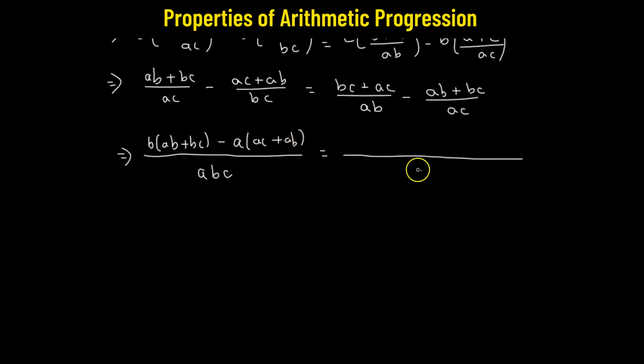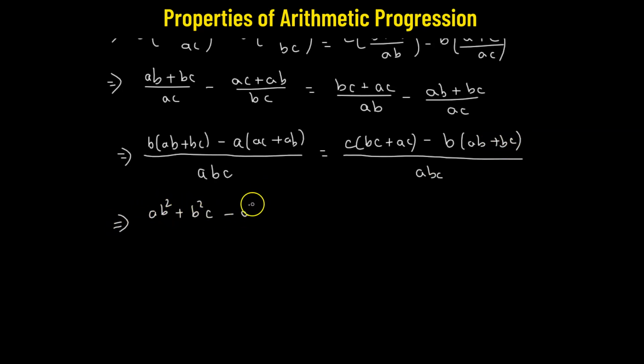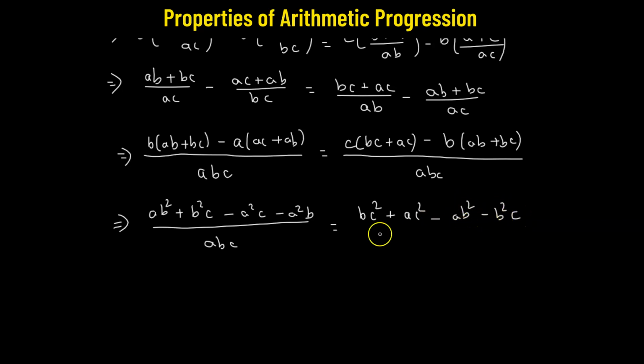which will be equal to abc in the denominator, and in the numerator we have c multiplied by bc plus ac minus b times ab plus bc. This is going to give us ab squared plus b squared c minus a squared c minus a squared b, all divided by abc, which will be equal to bc squared plus ac squared minus ab squared minus b squared c, all divided by abc.